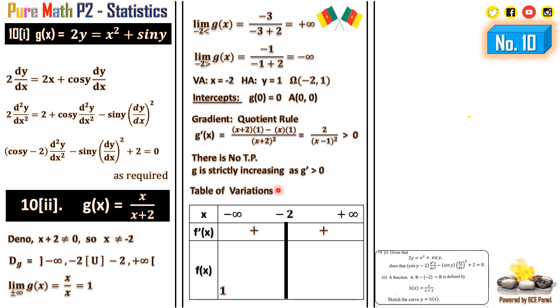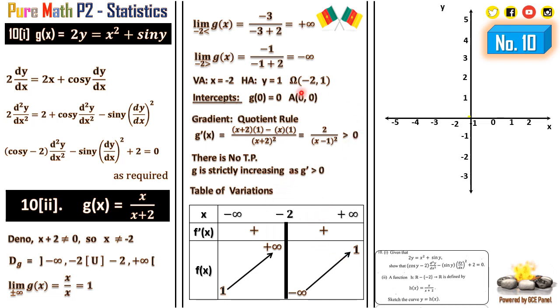It increases from a certain number. The limit as x tends to negative infinity, we have 1, increases from 1 to, as x tends to negative 2 from below, what did we have? Negative 2 from below is positive infinity, so it increases from 1 to positive infinity, okay? And as x tends to negative 2 from above, we have negative infinity, and as x tends to positive infinity, it was 1. So that's the table of variation.